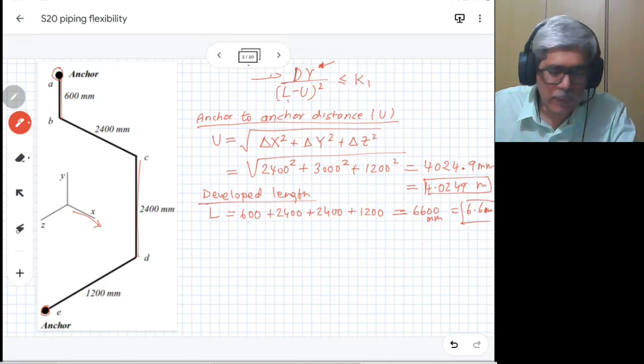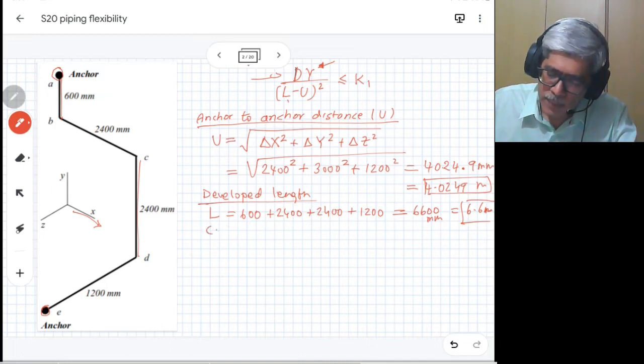So let's calculate the value of y. So calculation of thermal expansion y.